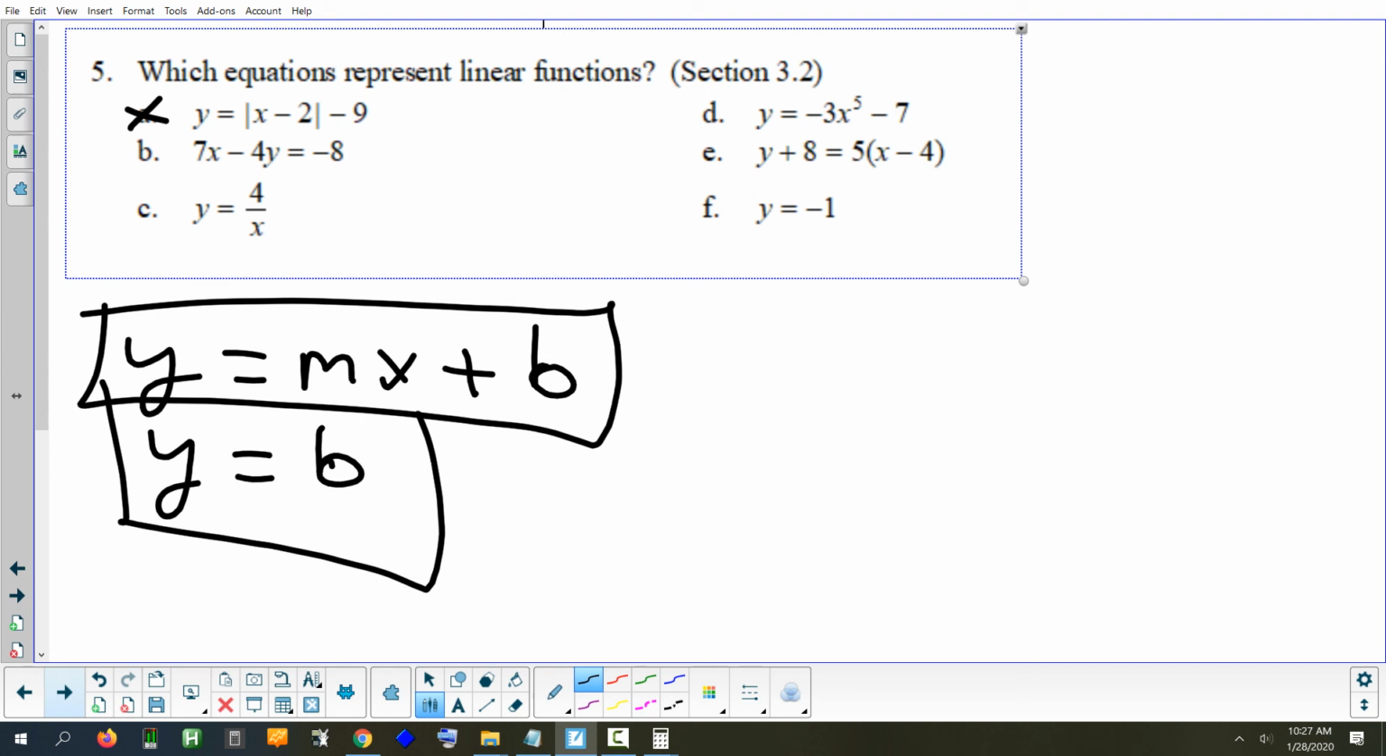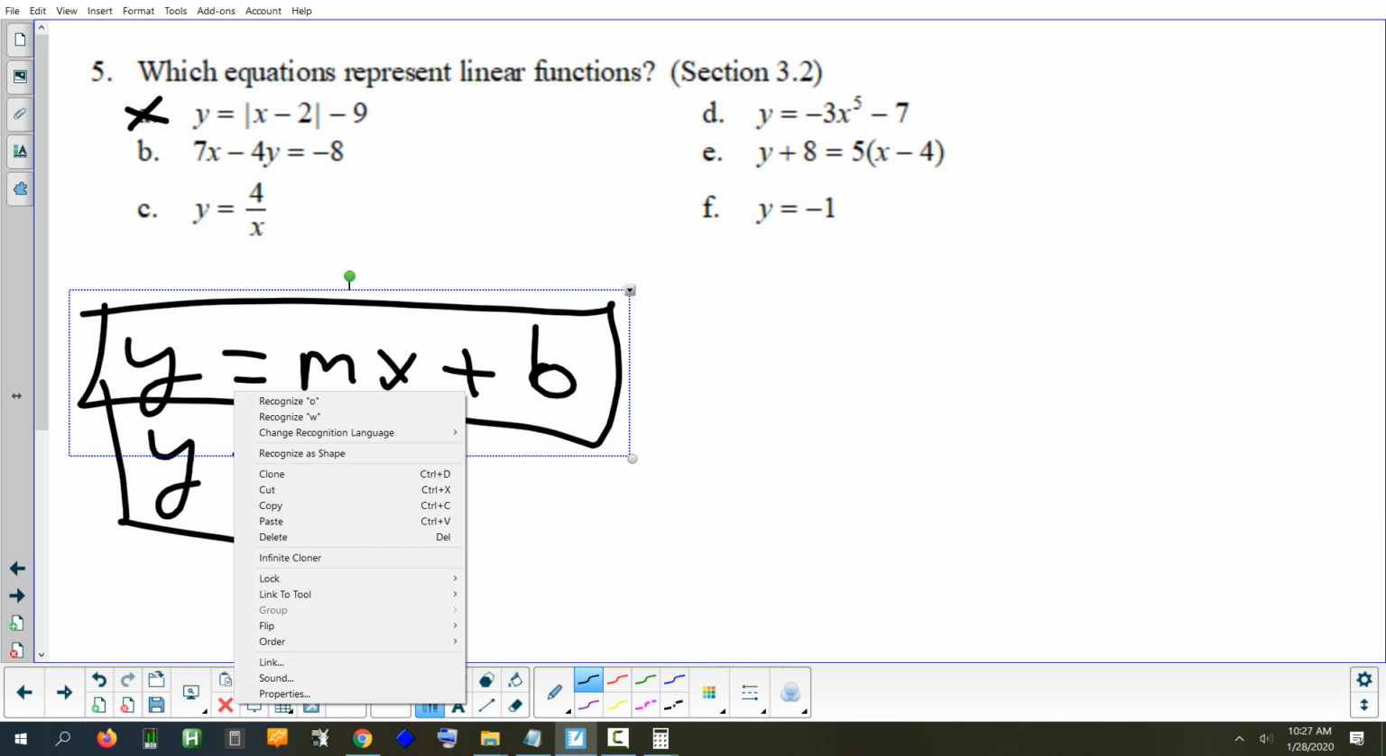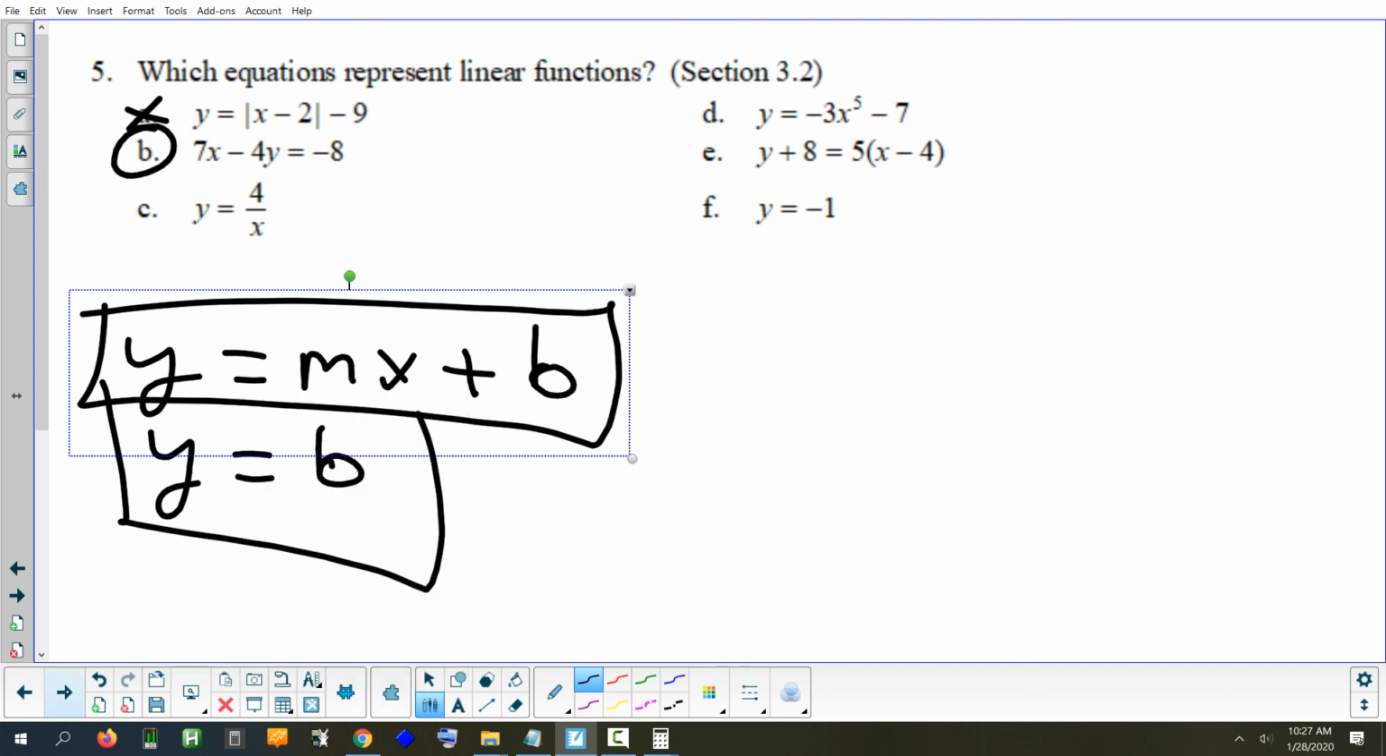How about B? Do you think that would be linear? Yes or no? Yes, because you could get y by itself there, and it would look just like this. If you minus 7x from each side and then divide by -4, you could get y by itself. So this is linear. That one is linear.